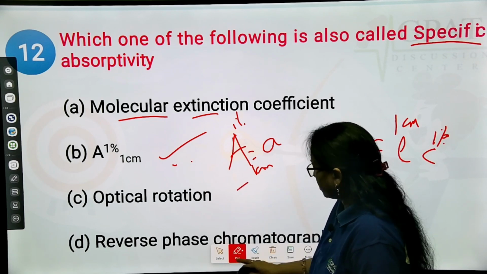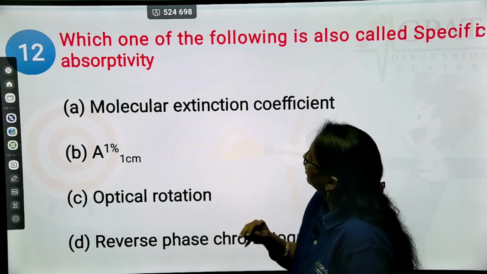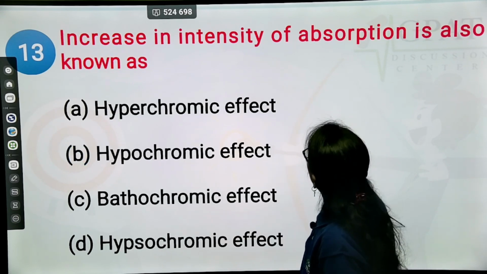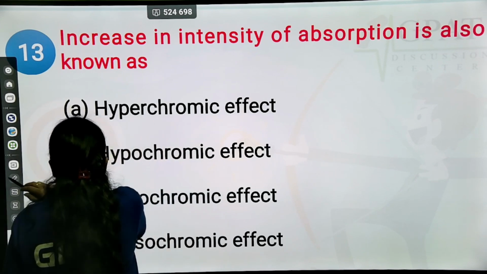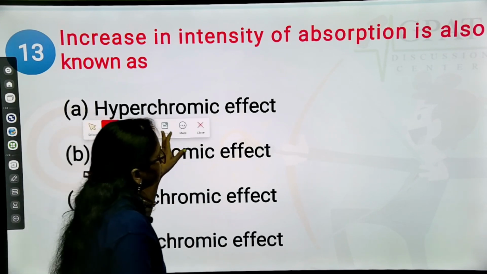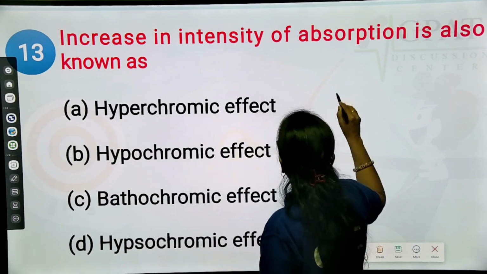C, optical rotation, reverse phase chromatography, these are nowhere related to this question, okay. Next question, if you observe an increase in the intensity of the, again the same related question to auxochromes and solvent effects. Whenever different solvents are used and different auxochromes are there in your sample, you are going to observe the shifting of the lambda max, okay.